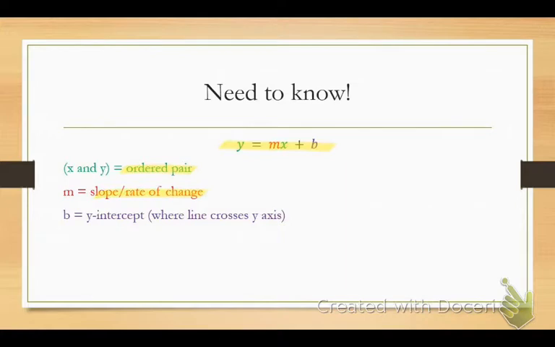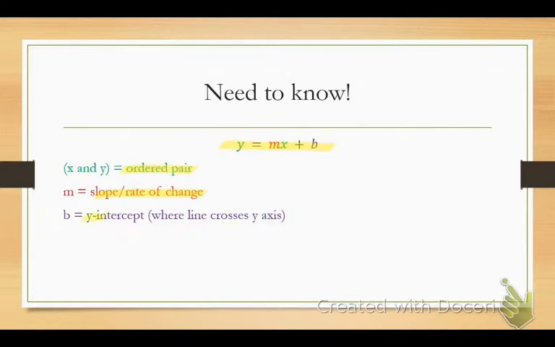M still stands for the slope. Do you guys remember us talking about that, it's the slope, it's the rate? Remember that frozen yogurt example where M told us how much money it was per ounce? You guys remember that? Okay.